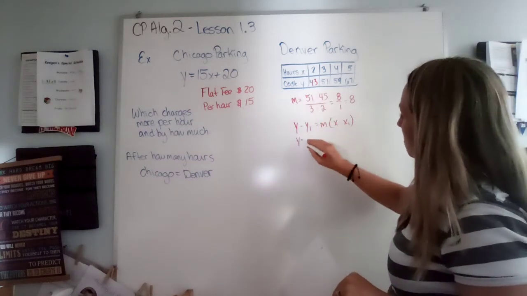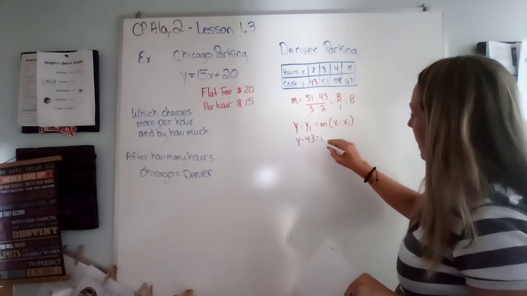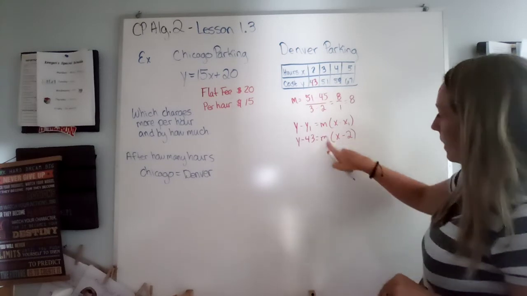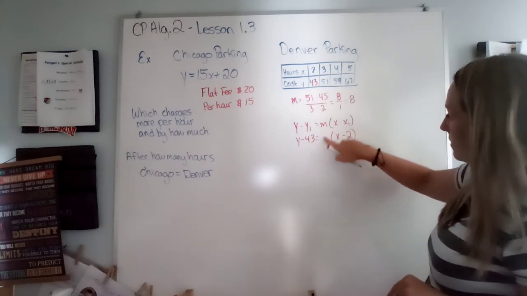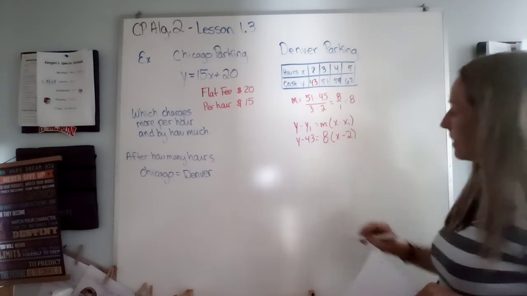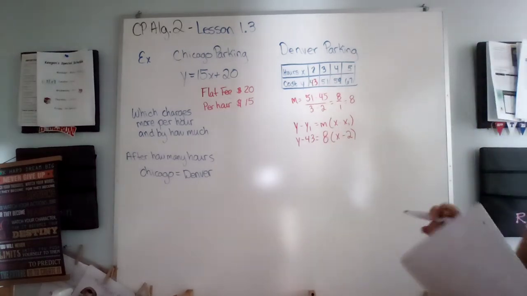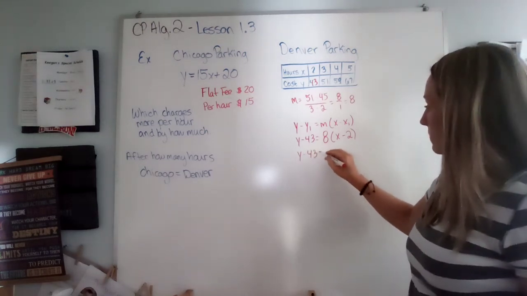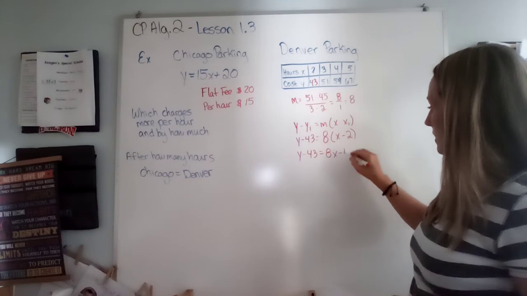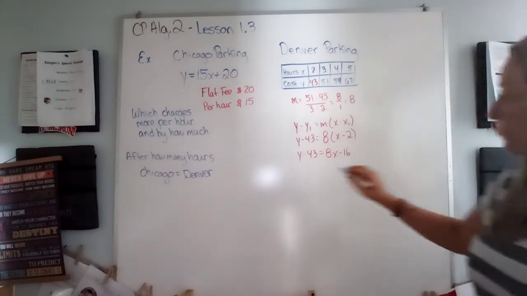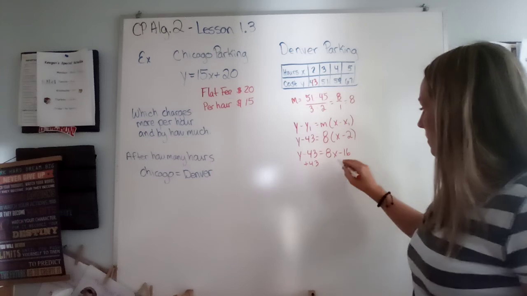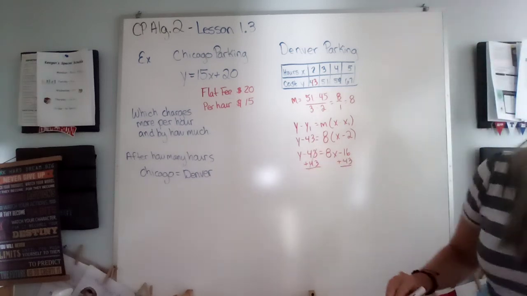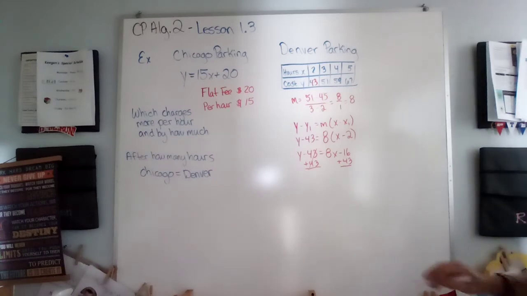So it's going to be y minus 43 equals m times the quantity x minus 2. Now m, I actually know. I should have put that in. m is 8. So I'm going to erase the m and put the 8 in. Now you can distribute the 8 into the parentheses. y minus 43 equals 8x minus 16. I'm going to add the 43 to both sides. All right, so now I have y is equal to 8x plus 27.